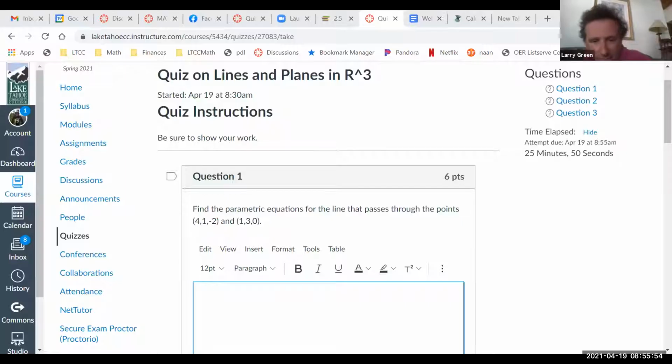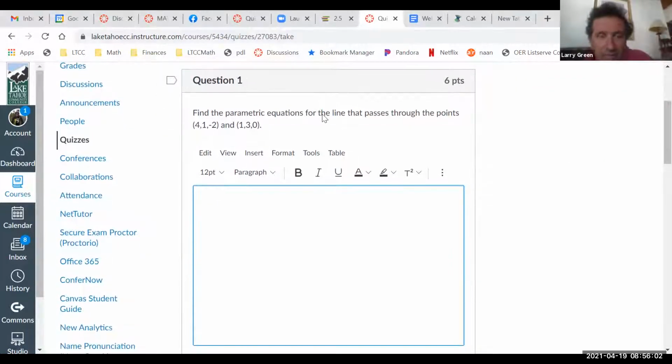Thanks for coming. As I mentioned, today is going to be all about quadric surfaces. But before we go into that, let us look at the quiz. Okay, so here's the quiz. And the first question is find the parametric equations for the line that passes through the points (4, 1, -2) and (1, 3, 0).